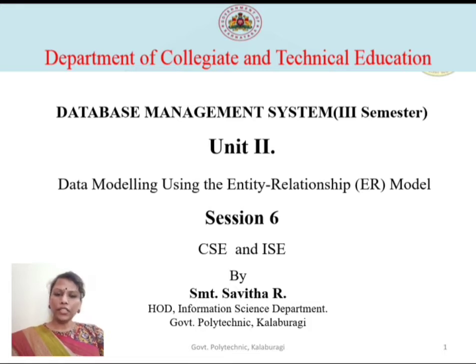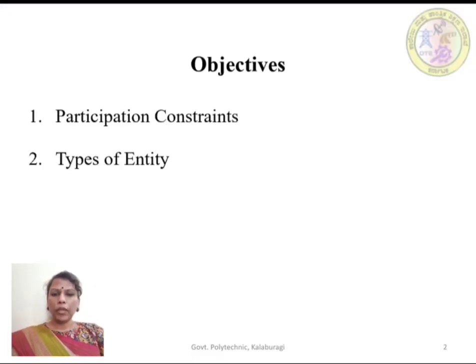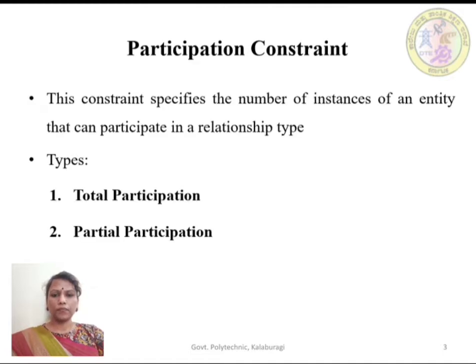In the previous session, we have learned what is a recursive relationship, what is relationship role, what are attributes of a relationship, and also cardinality ratio. Right. In today's session, we are going to see participation constraints and also types of entity. Let's start with participation constraints.